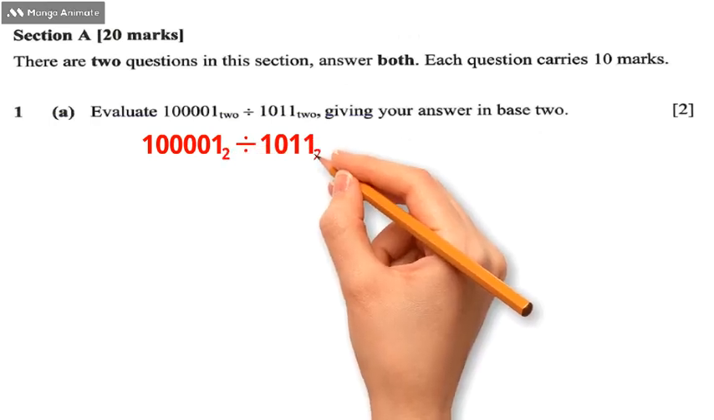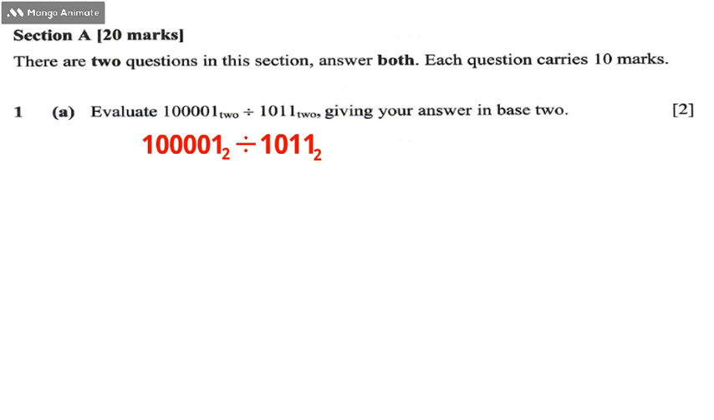Once I've written that expression down, I'm going to identify the place values of these numbers, both in the divisor and dividend. Let's start with the dividend. Starting with the 1 on the far right, the place value is 1s. Then the next 0 is 2s, then 4s, then 8s, then 16s. Then the 1 at the end is 32s. Those are the place values of those numbers.